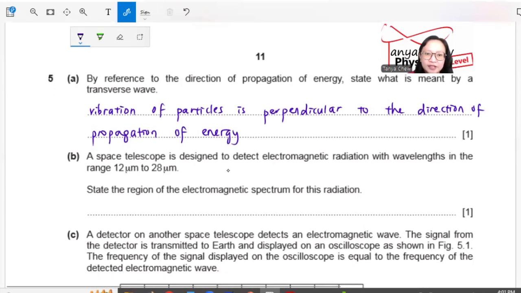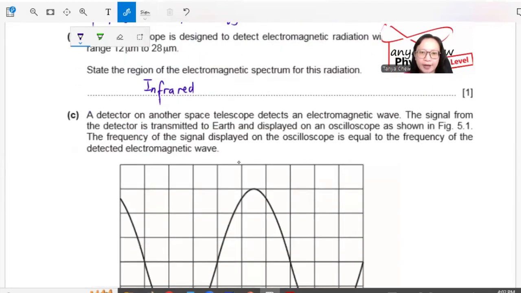B. A space telescope is designed to detect electromagnetic radiation with wavelengths in the range of 12 micrometer to 28 micrometer. State the region of the electromagnetic spectrum for this radiation. You are asked in the syllabus to memorize the range of frequencies or wavelength of different electromagnetic radiation. So this is the region of infrared. That's the answer.